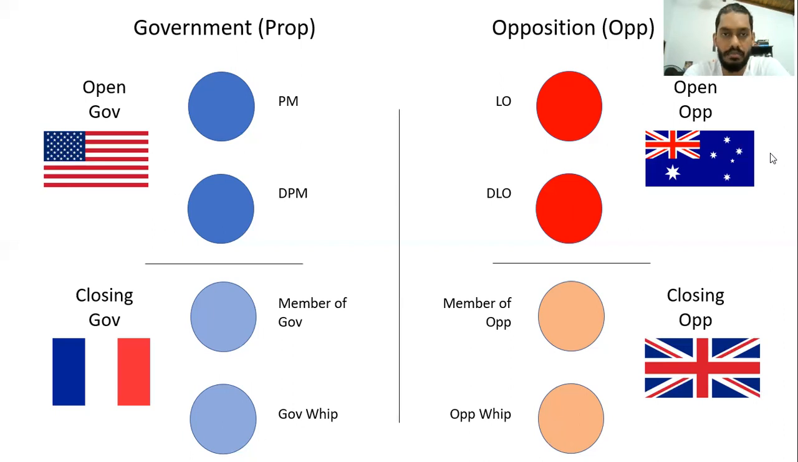You have the prime minister and the deputy prime minister. Two of the government people have spoken, and as the second speaker of the opposition, you need to make sure that you rebut all the key points brought up by both these speakers. Because if you leave anything, those will be rebutted by the member of the opposition or the opposition whip, and you are going to lose those points. You're not going to get those points.